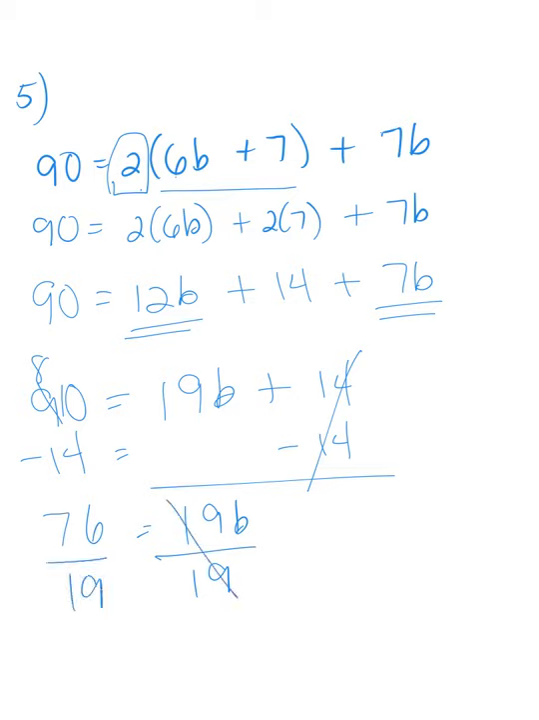I didn't get that because I was thinking of adding. So 76 divided by 19. You should get the answer to be 4. Yep, I totally knew that. And then you would plug in 4 anywhere you see a b to check your answer. So you plug a 4 in here, plug a 4 in there, and you should get 90.